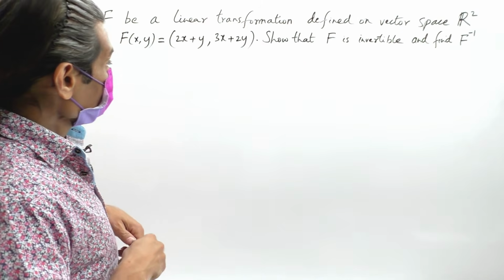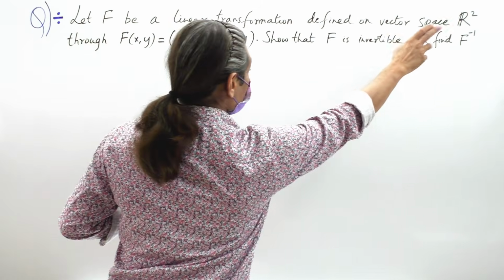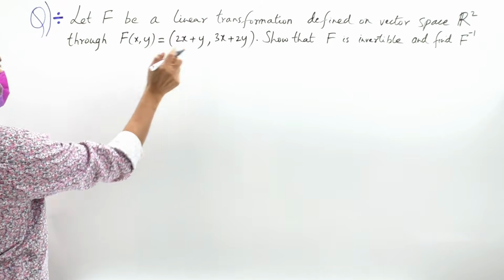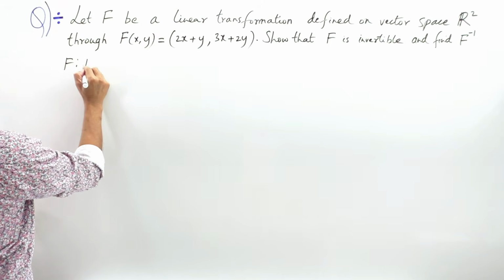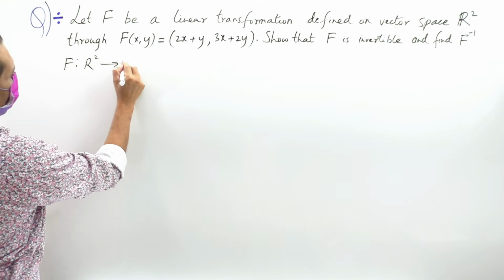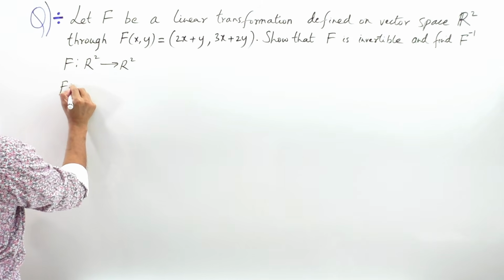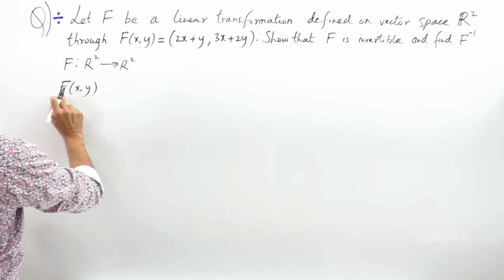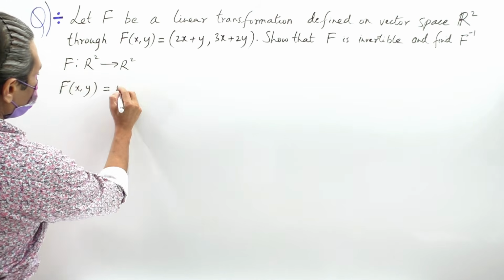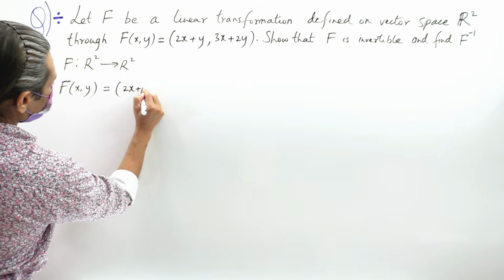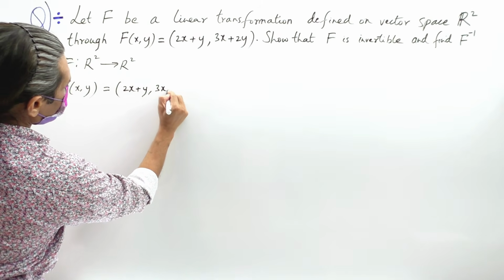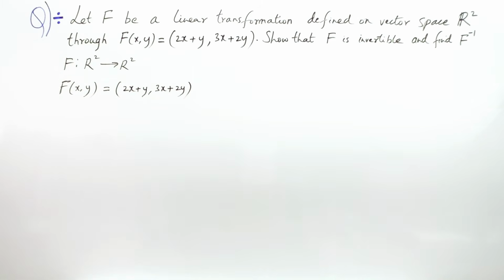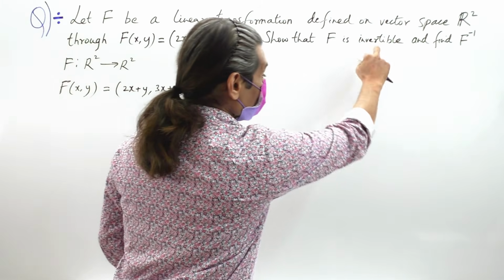Now, see, the question clearly says define a vector space R square. Then we see x, y, two-dimensional real numbers. Okay, that is F from R square to R square. And the F is defined as F(x, y) equals (2x plus y, 3x plus 2y). Am I right? Okay. Now, we need to show that F is invertible.